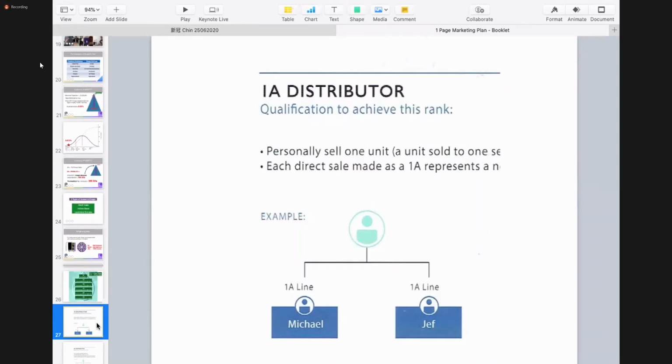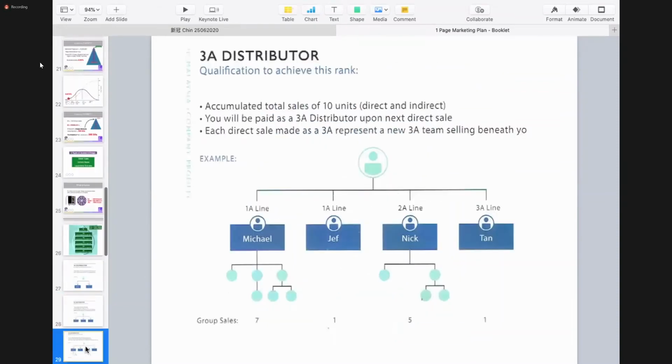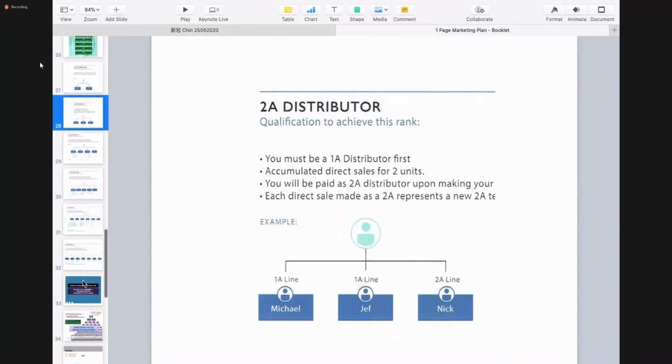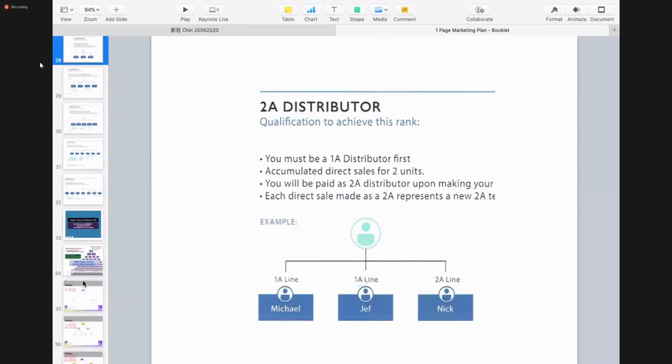Okay, then you have a 3rd friend that comes in. Your friend is called Nick, for example. He bought the machine. You know how much you're going to get paid? You're going to get paid 2 points for the 3rd friend onwards. The first 2 friends are 1 point, but the 3rd friend is 2 points. So you're going to get paid 2,000 ringgit.